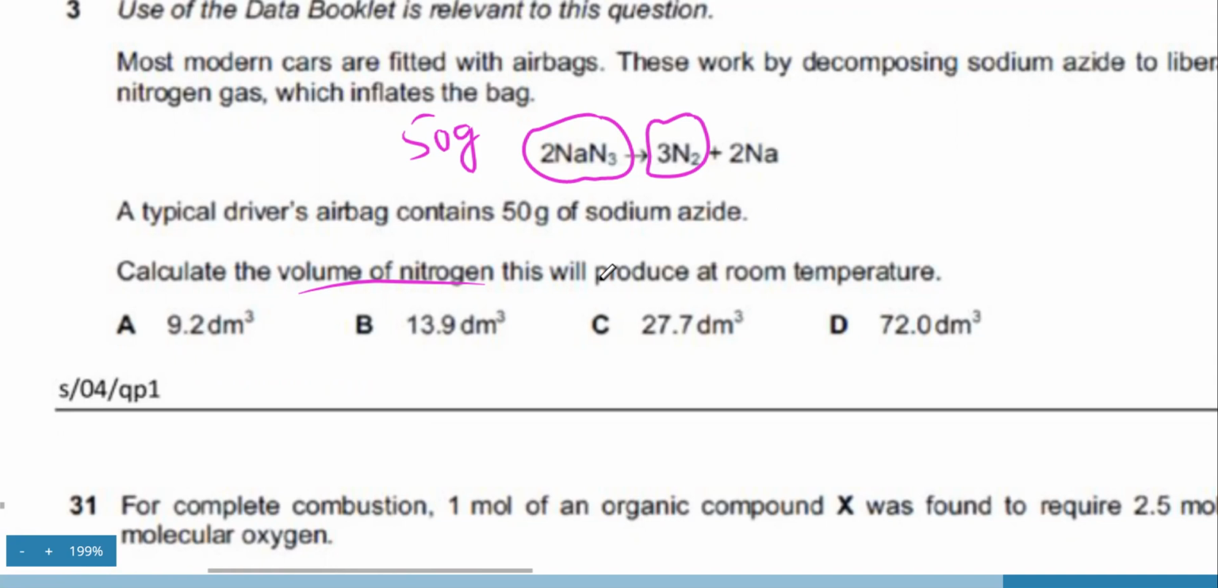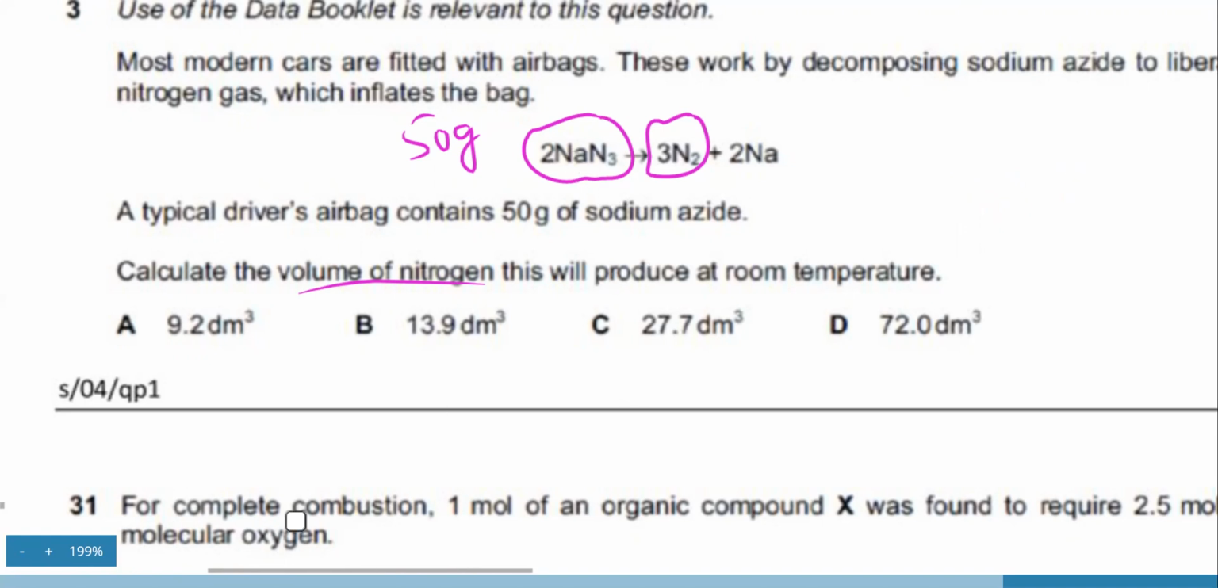I got 64 for the MR. 64? That's 23 plus 14 plus 14 plus 14, that's 42. What's 42 plus 23? 65. Yeah, I think I added it wrong. So it's 65, that's the MR.